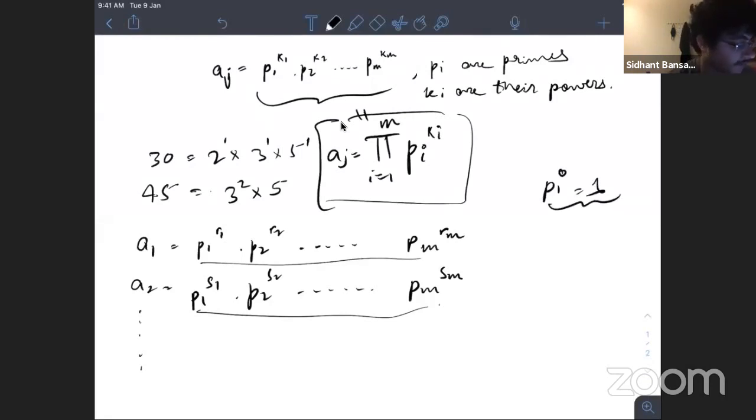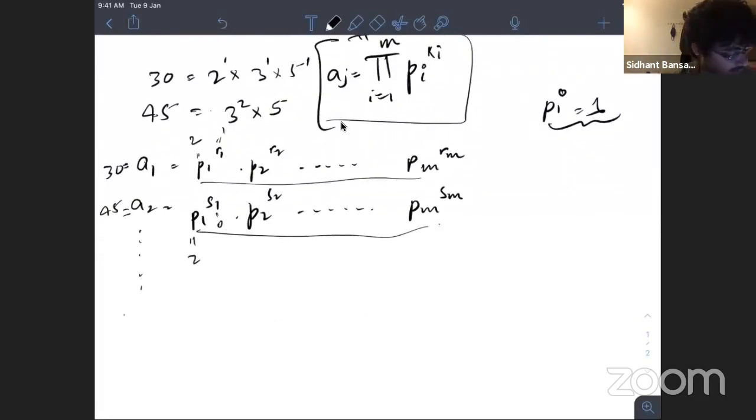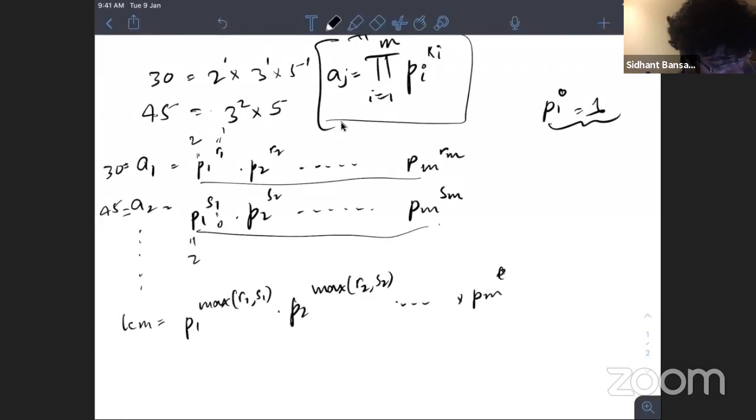So for example, maybe A1 is 30, right? So P1 is actually 2 and the power here is 1, but here also P1 is 2, but the power is 0 because this is 45 and 45 doesn't have a 2 in it. So it's just a way of representing. Now the LCM comes out to be pretty obvious after you see this, which is basically saying P1 to the max of R1 comma S1 times P2 to the max of R2 comma S2 and so on. So PM to the max of RM comma SM.